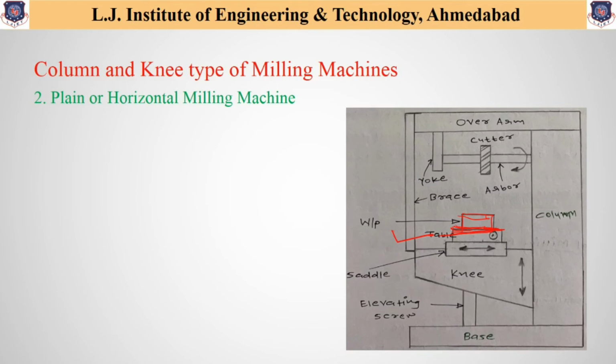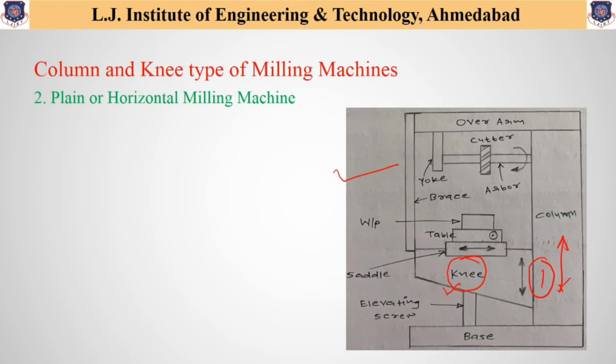So if we summarize the movements that are possible in this horizontal milling machine, let us define one by one. First movement, that is the up and down movement along the column, and this movement is possible by using the knee. So the table can be moved up and down by using the knee.